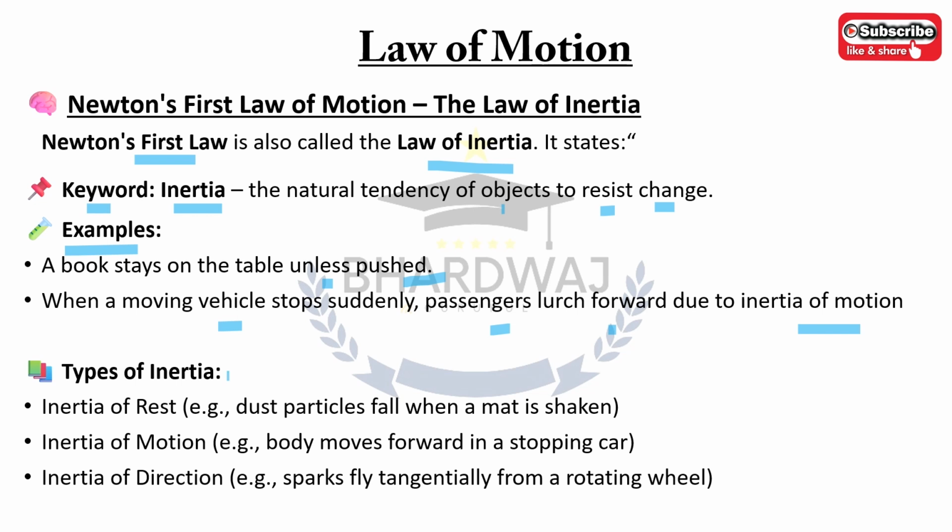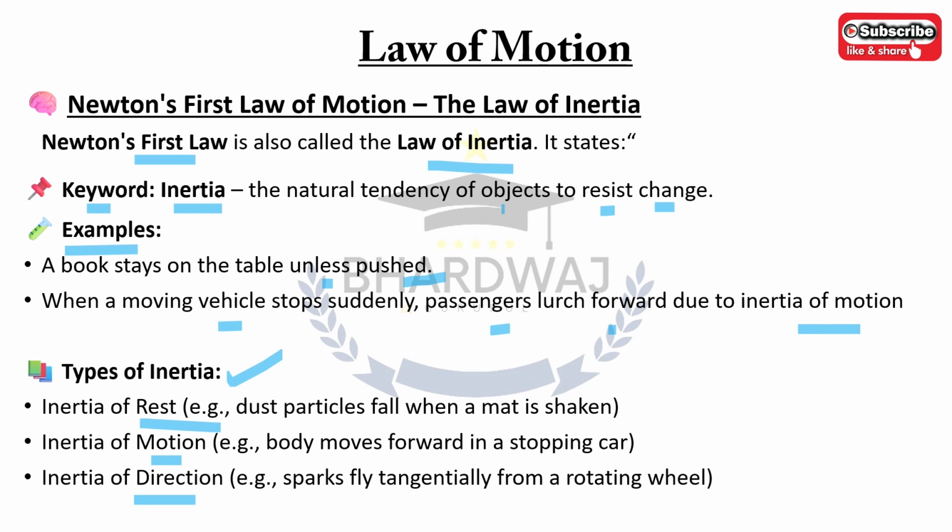Types of inertia. There are different types of inertia. First is the inertia of rest, the second is the inertia of motion, and third is the inertia of direction. Example: dust particles fall when a mat is shaken. When a mat is shaken, the mat is in motion but the dust particles tend to stay in the state of rest. That is the main reason why dust particles fall down.